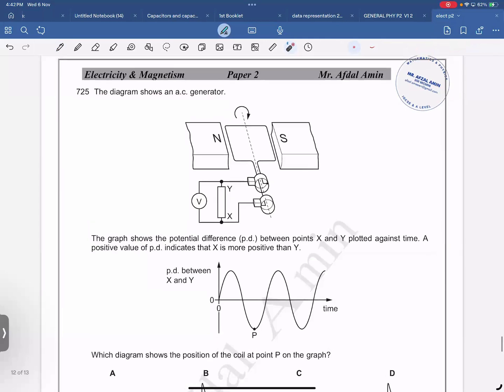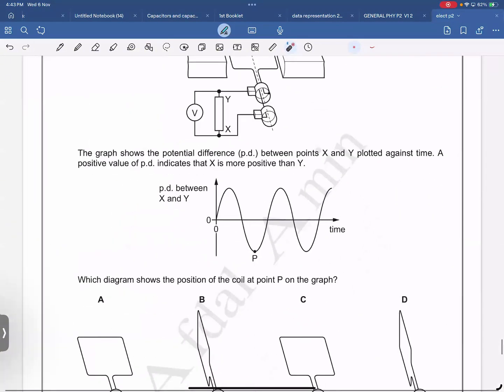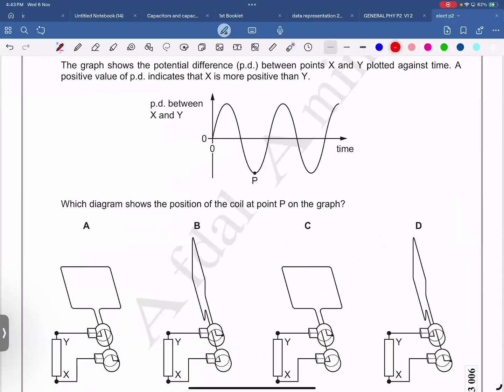The graph shows potential difference V between the points X and Y plotted against time. A positive value of PD indicates X is more positive than Y. Okay, so first of all, look at the graph. Point P is a peak value, meaning maximum EMF. Maximum EMF is only possible when the coil plane is horizontal.